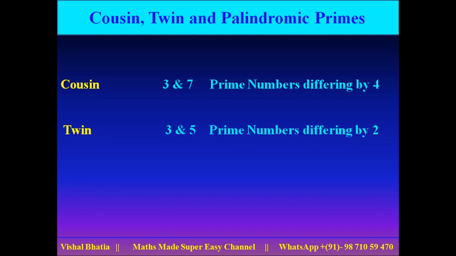Twin prime numbers are prime numbers which differ by 2. For example, 3 and 5, then 7 and 9, then 11 and 13. These are twin prime numbers.